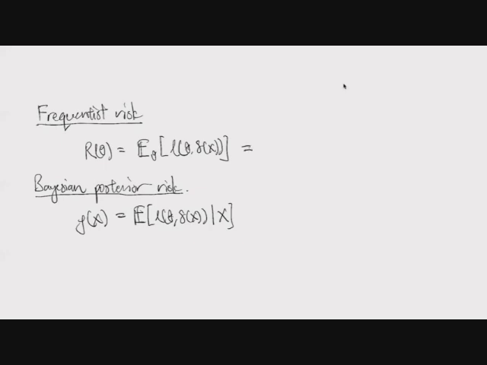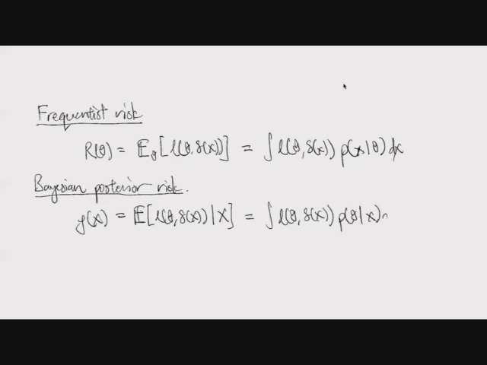So let's start with frequentist risk. I can rewrite this expectation as an integral of the loss, and I'm going to integrate this with respect to the density on X that is parameterized by the parameter theta. On the other hand, for the Bayesian posterior risk, again, I can write this as an integral. The first term in the integrand is the same, except now I condition on X, and the density is going to be the posterior density on theta. So this is not the same as the density for the frequentist risk.